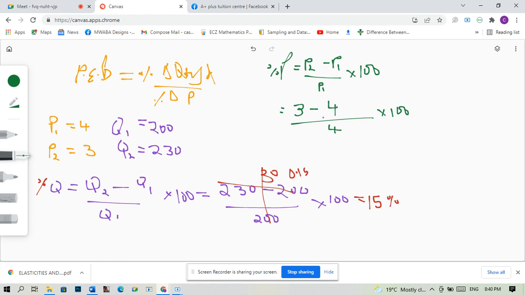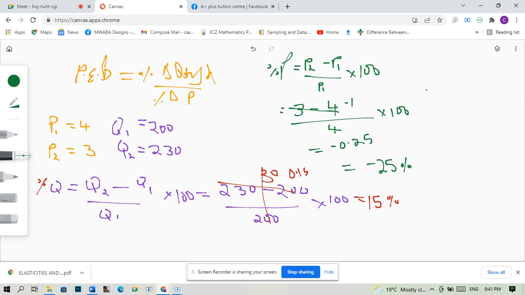All right, so we're going to say 3 minus 4, that's -1. -1 divided by 4, that's -0.25. -0.25 times 100 will give us -25%. So there's been a 25% price reduction, and a 15% quantity demanded increment.